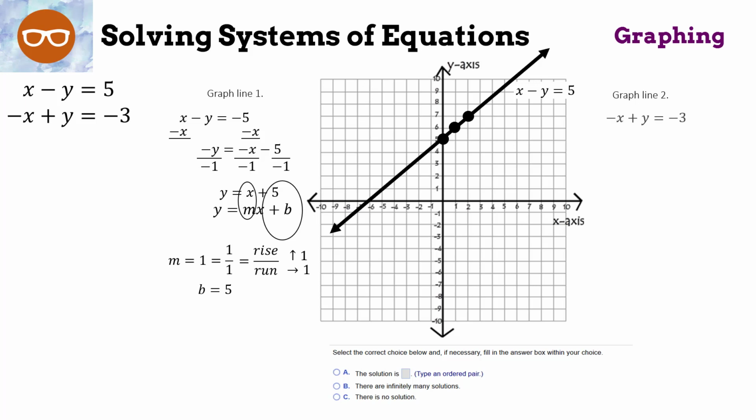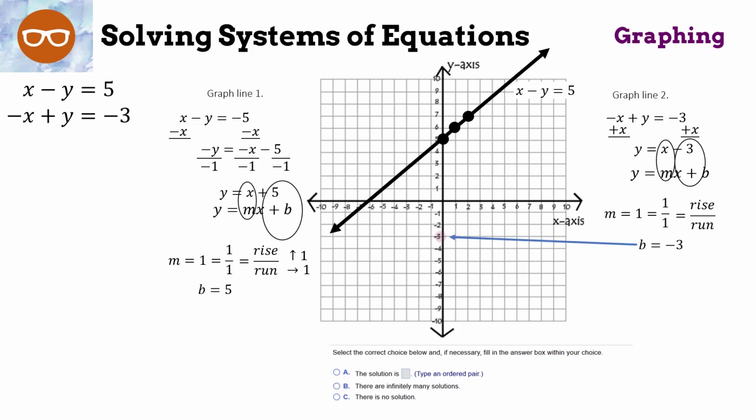Let's look at the second line. Negative x plus y equals negative 3. Once again, I have to get y by itself. I'm going to add x to both sides, and right away we have it in slope-intercept form. I'm going to circle my slope, which is 1. Remember, we need a fraction because we have to figure out our rise over run. And then, of course, my y-intercept is negative 3. We're going to graph the y-intercept first, which is negative 3.